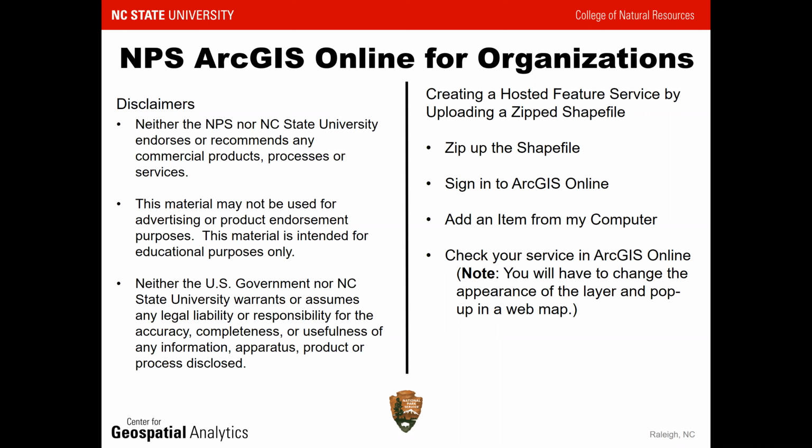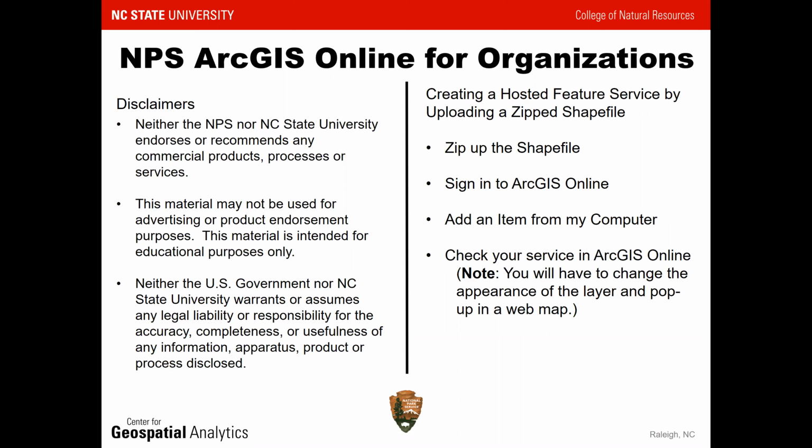Now, on to creating a hosted feature service in ArcGIS Online by uploading a zipped shapefile. Here's your workflow. You've got 4 steps. First of all, you got to zip that shapefile up. Then you got to sign into ArcGIS Online, and then you're going to use the tools they provide you to add an item. Now, I've got add an item from my computer, but we'll look at that drop down in just a moment. And then finally, you always want to check that service within your ArcGIS Online account.